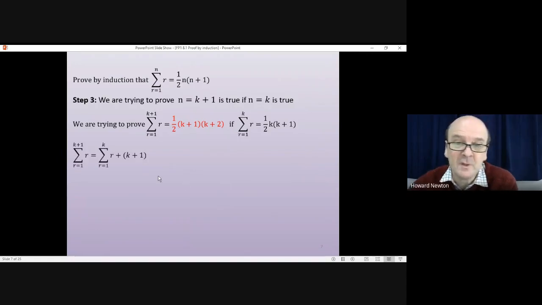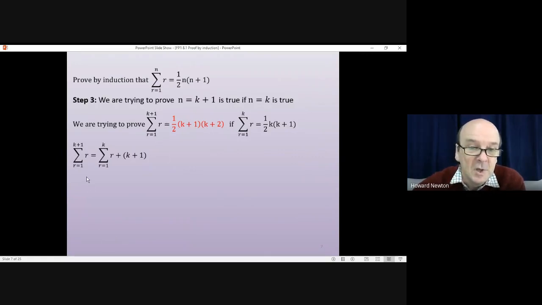We start off with this type of question by rewriting the statement we're trying to prove. And we split it up into 2 parts. So the sum from r equals 1 to k plus 1, we write as the sum of r equals 1 to k, all of the terms except for the last one, and then add the last term separately. The reason why we do that is because if n equals k is true, we can write what this is.